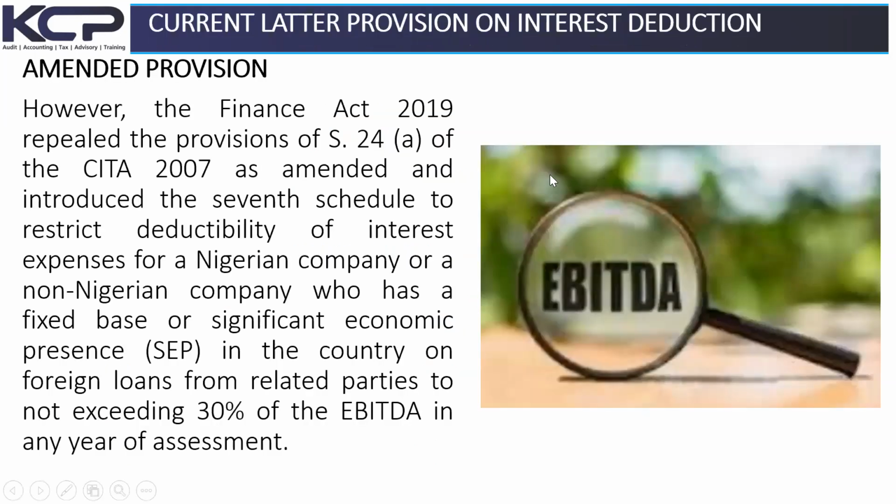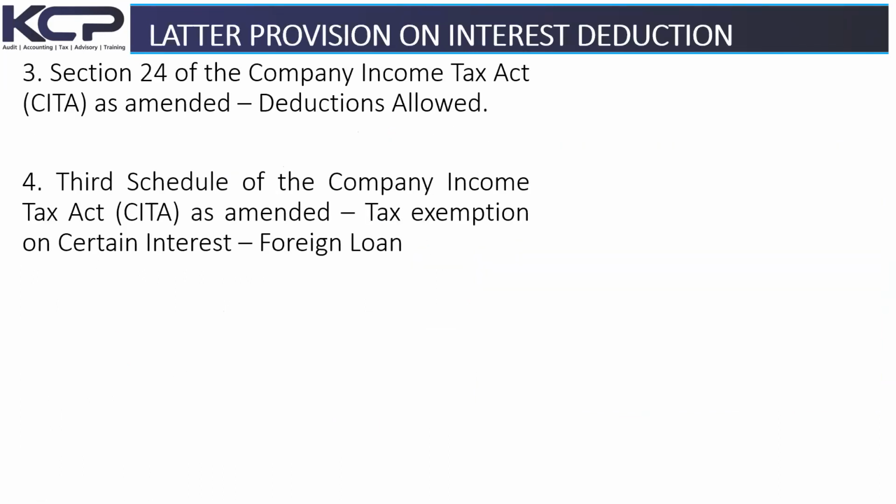So let's move to the next one. This section will not take so long a time. We're gradually going into the main area of concern. What has changed effective 2019? The Finance Act of 2019 repealed the provision of Section 24. Don't forget, we had identified that there were 4 main sections that speak to interest deductible as a business expense.